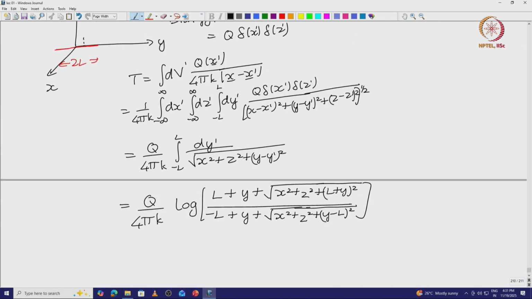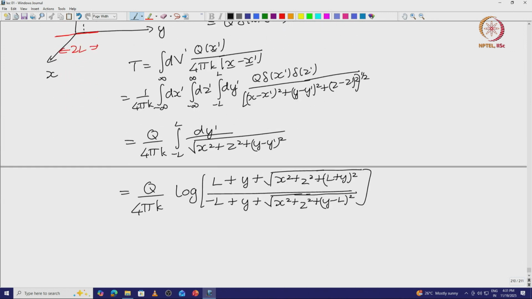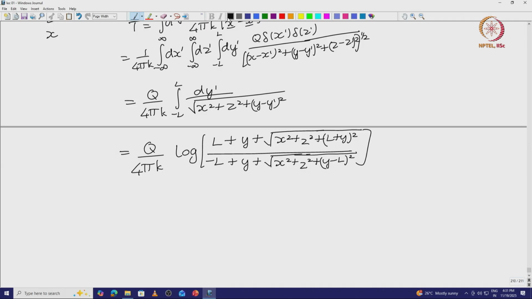Now, this is the expression for the temperature field, and we would like to know if this is consistent, if this makes sense. So, how do you do that? You look at certain limits. You look at the limit where either the distance from the wire is much smaller than L, or the distance from the wire is much larger than L.